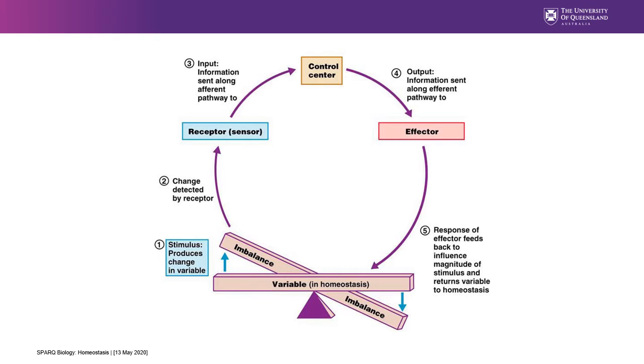When imbalanced, you can see if we move the arrow up, the changes are detected by receptors. Those receptors send information to the control centres at the top of the diagram. The control centres then forward output information or a way to respond to the change to effectors. The effectors then work to bring the organism back into homeostasis, which balances the beam.